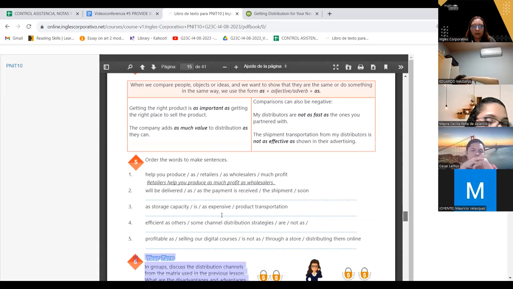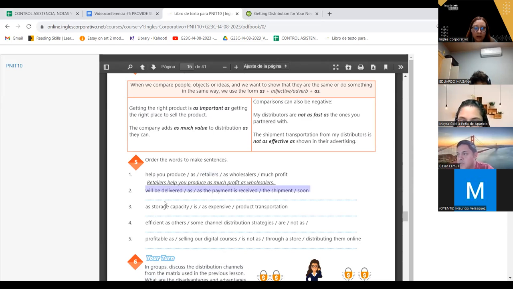Okay, so we have this exercise here. It says, order the words to make sentences. And we have this one, all right? If you put it in order, it says, retailers help you produce as much profit as wholesalers. Okay? Retailers help you produce as much profit as wholesalers.